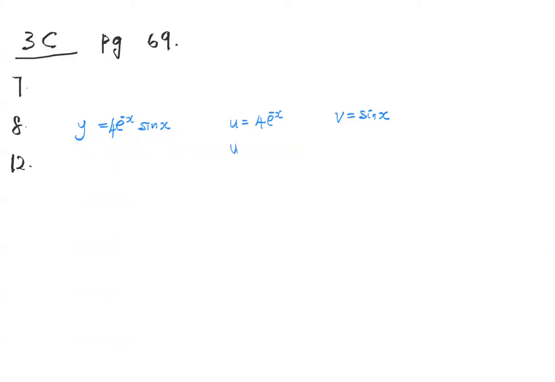So u prime: copy down the whole thing, times by the derivative of the power. So it's negative 4e to the power negative x. All right? V prime: you differentiate sin, you get cos. Okay? So substitute in the product rule formula.